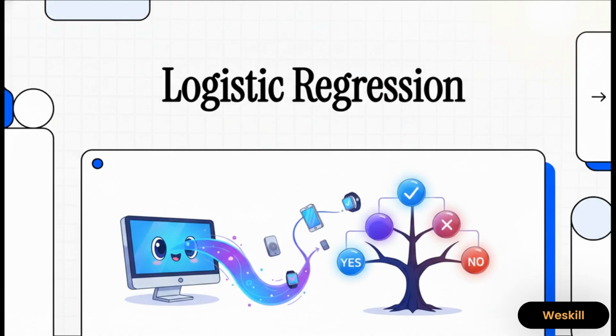All right, let's dive into one of the most useful tools in the entire data science playbook. It's called Logistic Regression. And really, it's all about helping computers make simple but critical yes or no decisions. You're going to see it's the secret sauce behind a ton of the smart tech we use every single day.